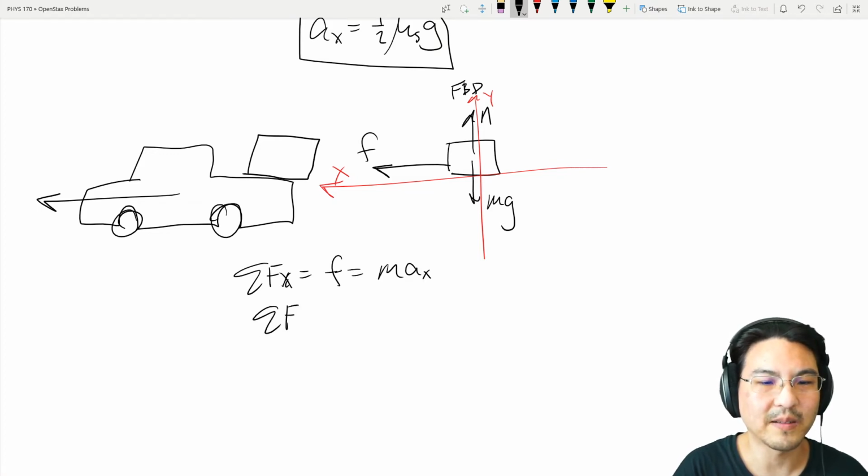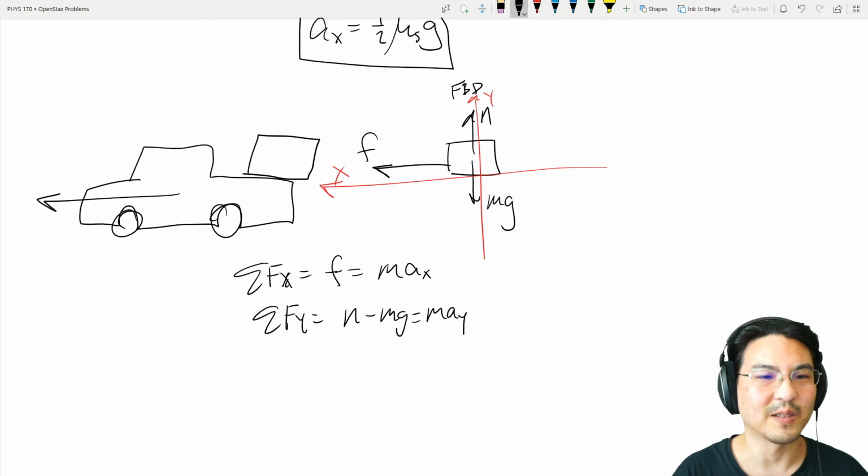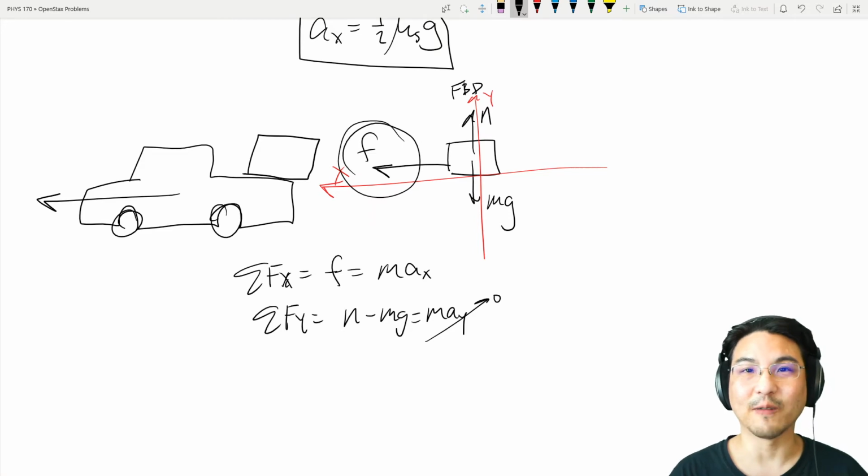The y direction. Again, the acceleration is only happening horizontally, nothing vertically. So in this case, AY is 0. Okay, now the question: is this static friction or kinetic friction? So we have to use our critical thinking skills.